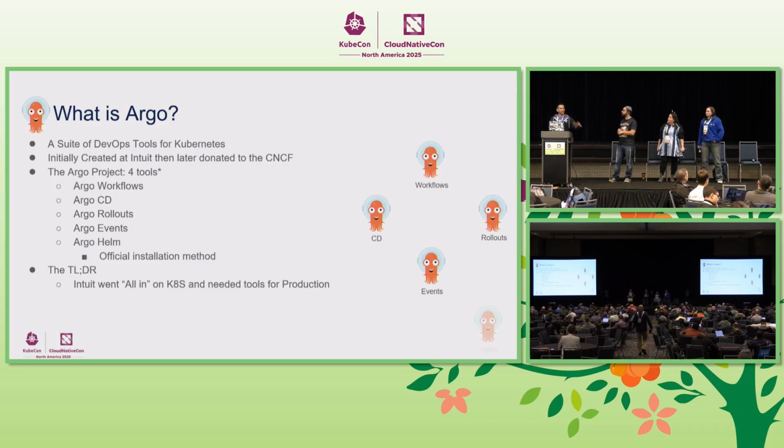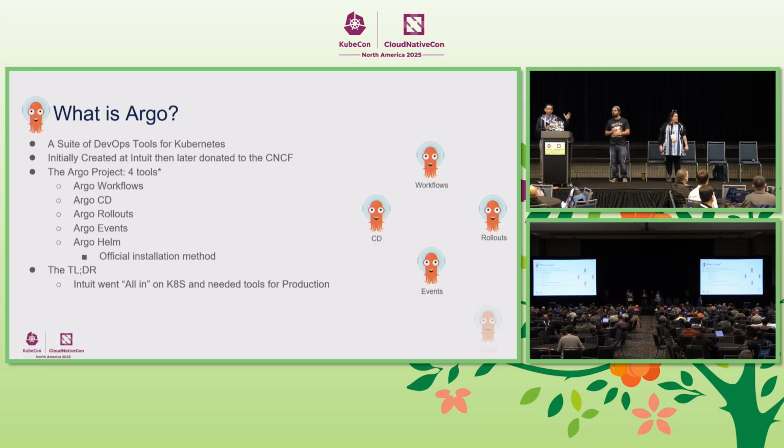Intuit made the strategic decision to go all in on Kubernetes. So no more VMs, no more cloud instances, everything on Kubernetes. Everything cloud native, but they had no way to on-ramp their applications onto Kubernetes. At that time, they were very, very early adopters. So they created these tools to help accelerate their adoption of Kubernetes, and they later donated them to the CNCF.